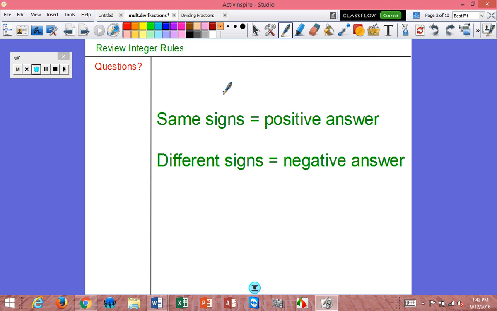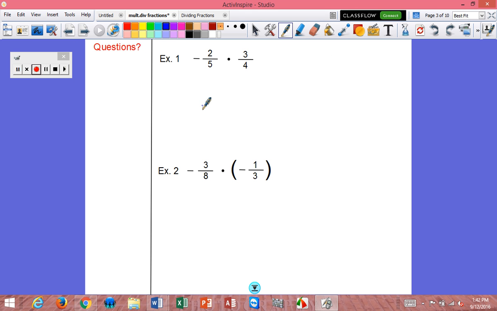Alright, and keep in mind when we're multiplying and dividing, if our numbers have the same signs, then we have a positive answer. If they have different signs, then we will get a negative answer. So let's go ahead and do some examples.